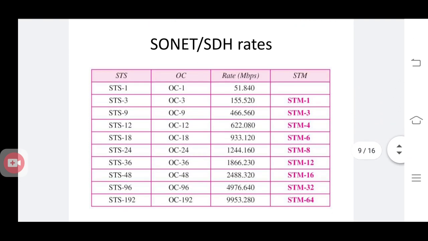So these are the SONET/SDH rates. You can see in this table STS and OC go from 1 to 192, but STM goes from 1 to 64, and it starts from the rate 155. For STS-1 and OC-1, the lowest data rate is 51.8 and the highest data rate is 9953. But in the case of STM, the lowest rate is 155. Okay, this is the difference.